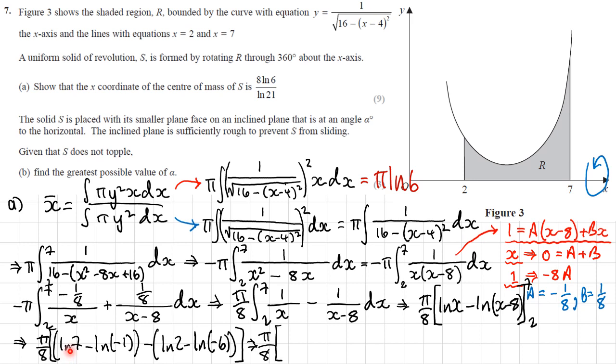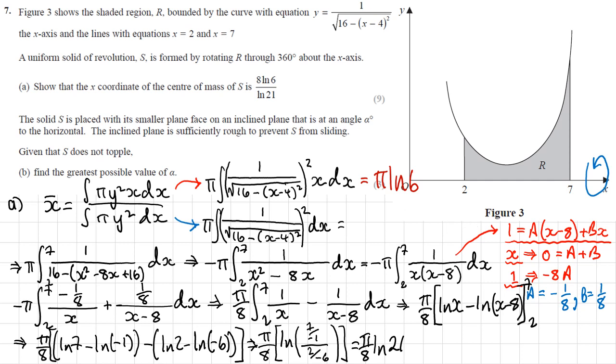Okay, so let's simplify all this now. Here I would get the log of 7 divided by negative 1, and that's going to get divided by the log of 2 divided by negative 6, so 2 over negative 6. What does that give us? Pi over 8, and we get natural log 21. So now I can park that answer up here, and my second bit is pi over 8 log 21.